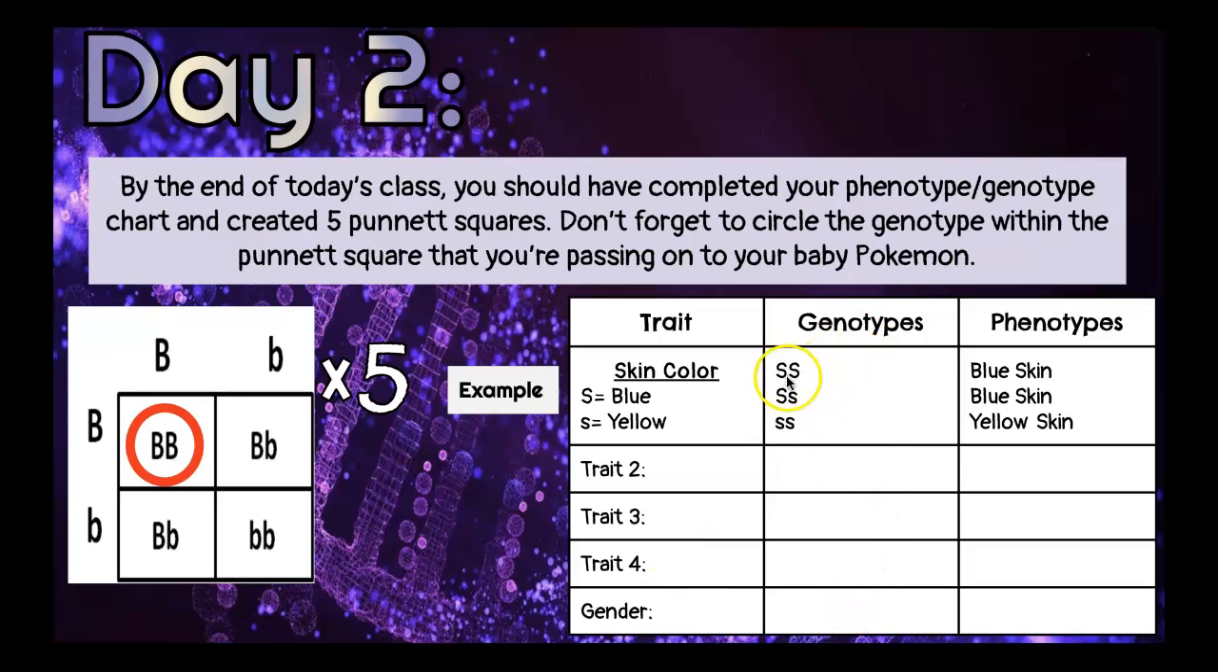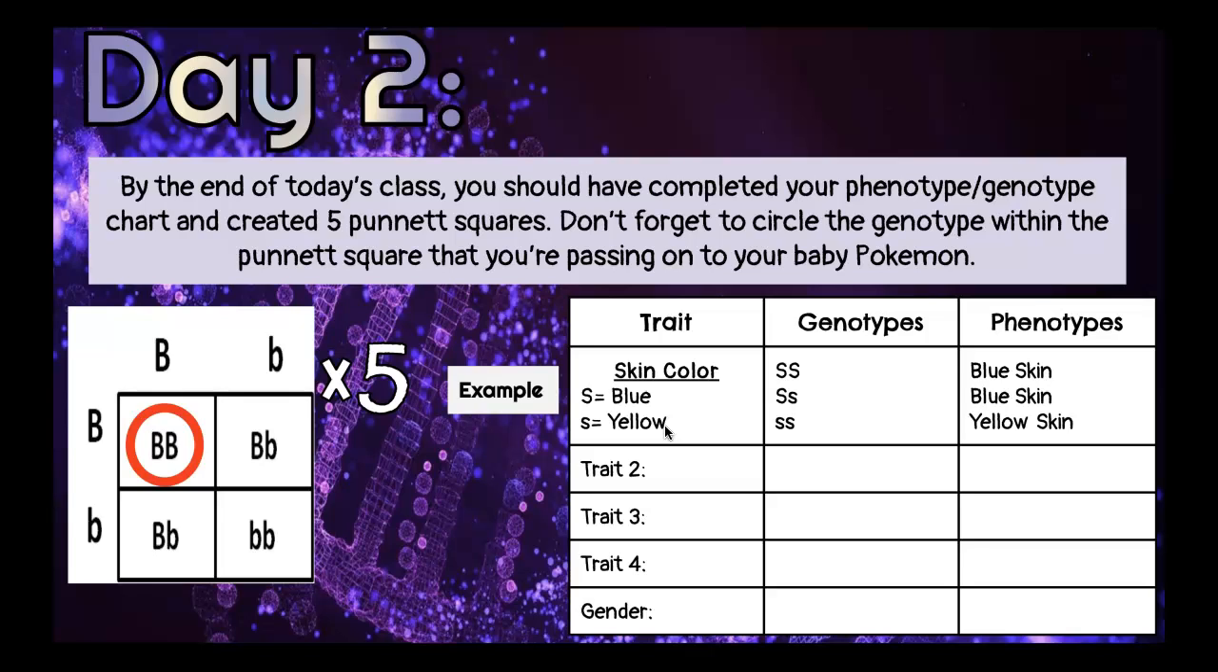There are always 3 genotypes. 2 capital letters like you see here, a capital and a lowercase, and then 2 lowercase letters. And then you're going to tell me that phenotype. What does that mean? What physical trait are they getting? So that's where you guys get to pick what you want to be dominant and what you want to be recessive.